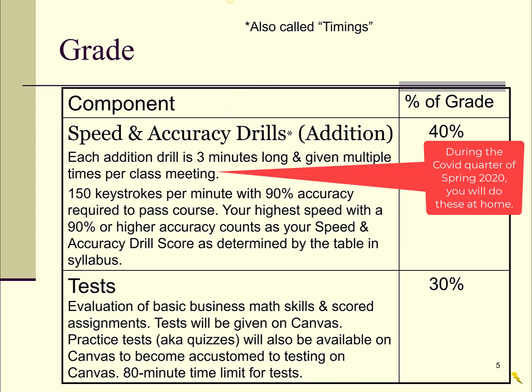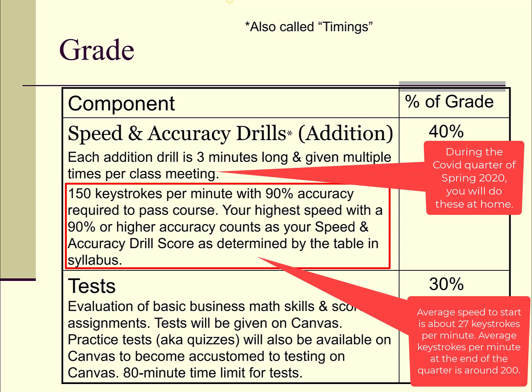150 keystrokes per minute with 90% accuracy is required to pass the course. Now don't worry about that now. Most people start off at about 25 keystrokes per minute and very low accuracy, but with practice, by the end of the class period, most people get well over 200 keystrokes per minute. But the minimum to pass this class is 150 keystrokes per minute.